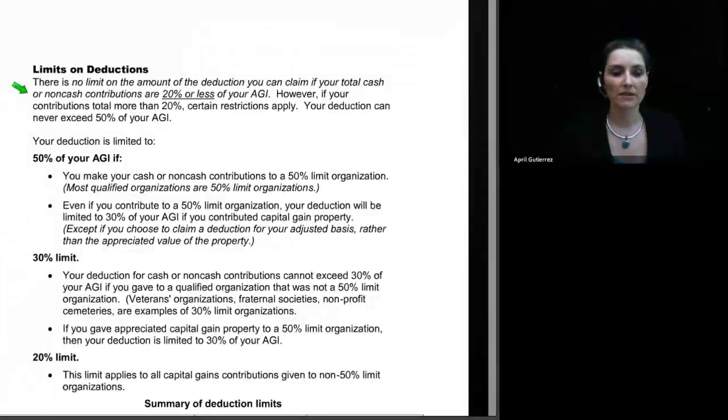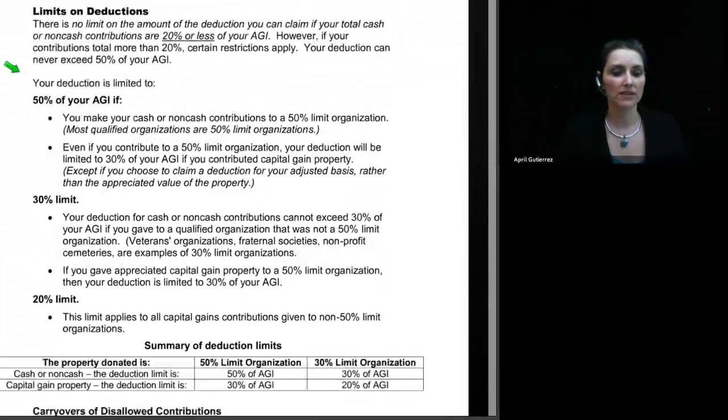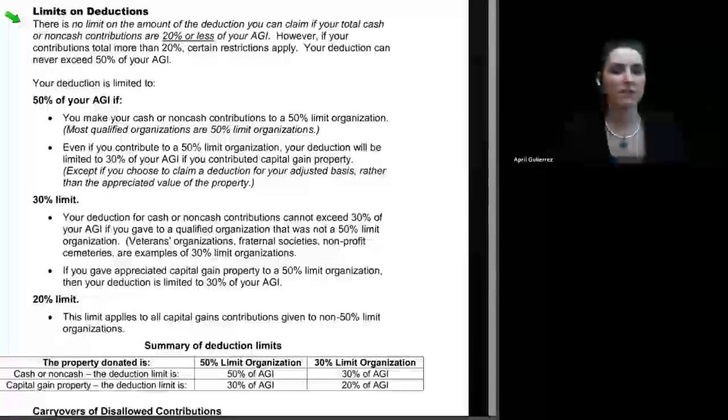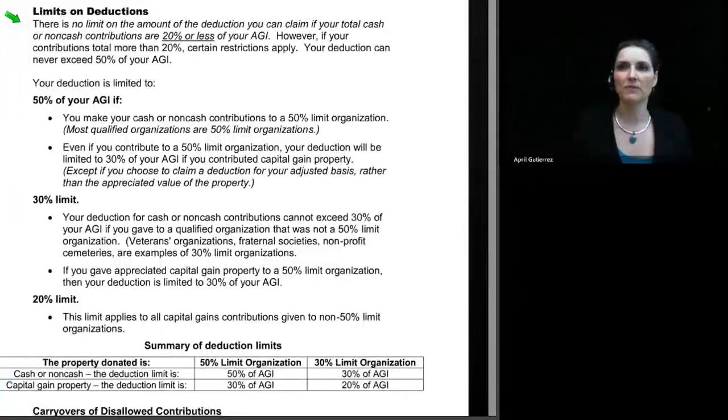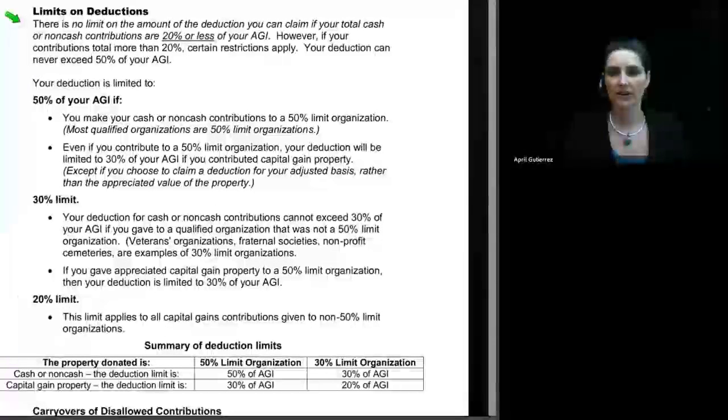So we're going to talk about some of those rules here. The limits on deductions. There's generally no limit on the amount of deduction you can claim if the total cash or non-cash contributions you make to charity are 20% or less of your adjusted gross income. I often get this question from people, is there a limit on how much I can donate to charity? No. You can donate everything you own to charity if you want.